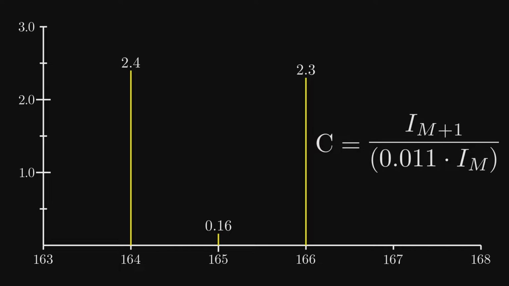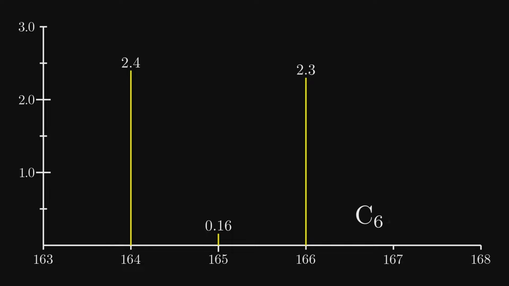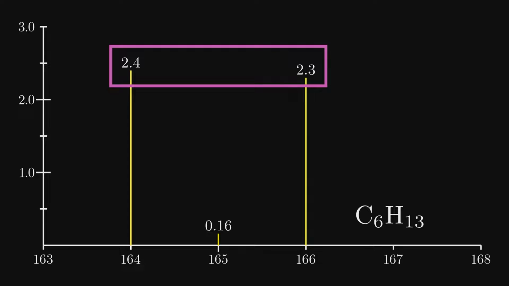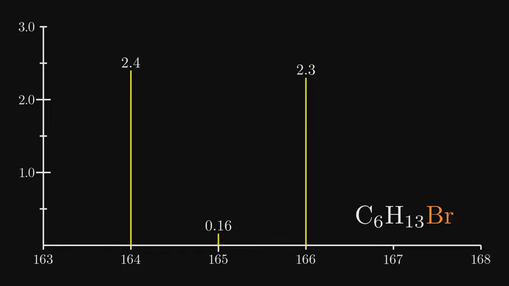Spectrum A is pretty straightforward. The carbon calculation results in 6, which means the alkane is C6H14. We need to take away one hydrogen to make room for the halogen. And now we look at the M and M+2 peaks and see they are essentially the same, which is an indicator we have bromine in this molecule.